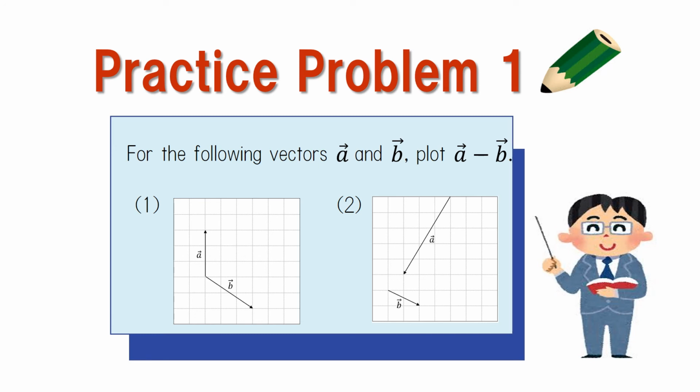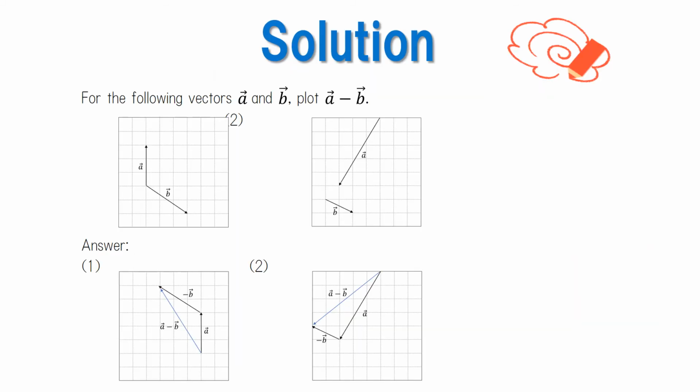Now let's do some practice. Press the pause button and try to solve the practice problem. Once you are finished, press the resume button and mark what you got correct. Now let's check our answers. Vector A minus vector B will be as follows. Were you able to answer correctly?